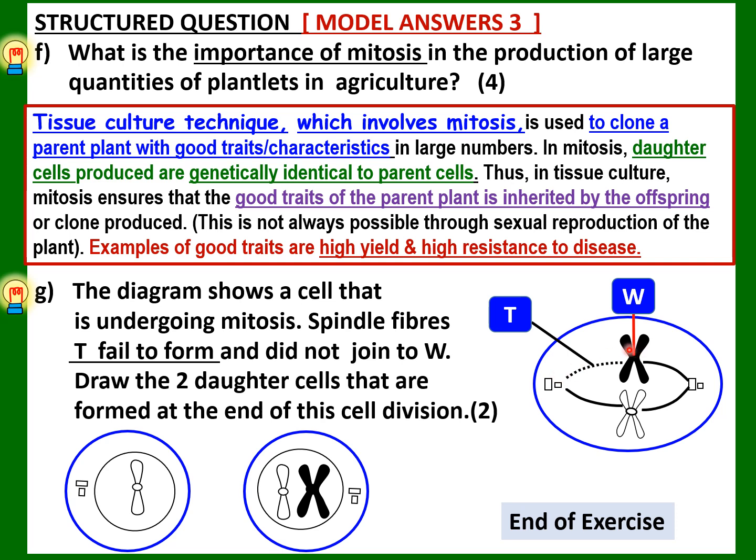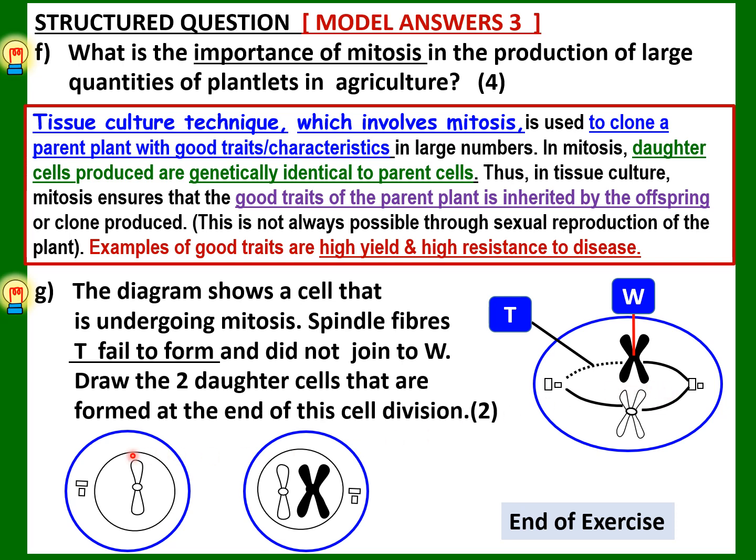So instead, this black chromosome will move to only one pole. The whole chromosome will move to one pole. The 2 sister chromatids will move to one pole. Whereas for the Y chromosome here, there are spindle fibers, so the sister chromatids will separate and they will move to opposite poles, okay, in the formation of the two new daughter cells.